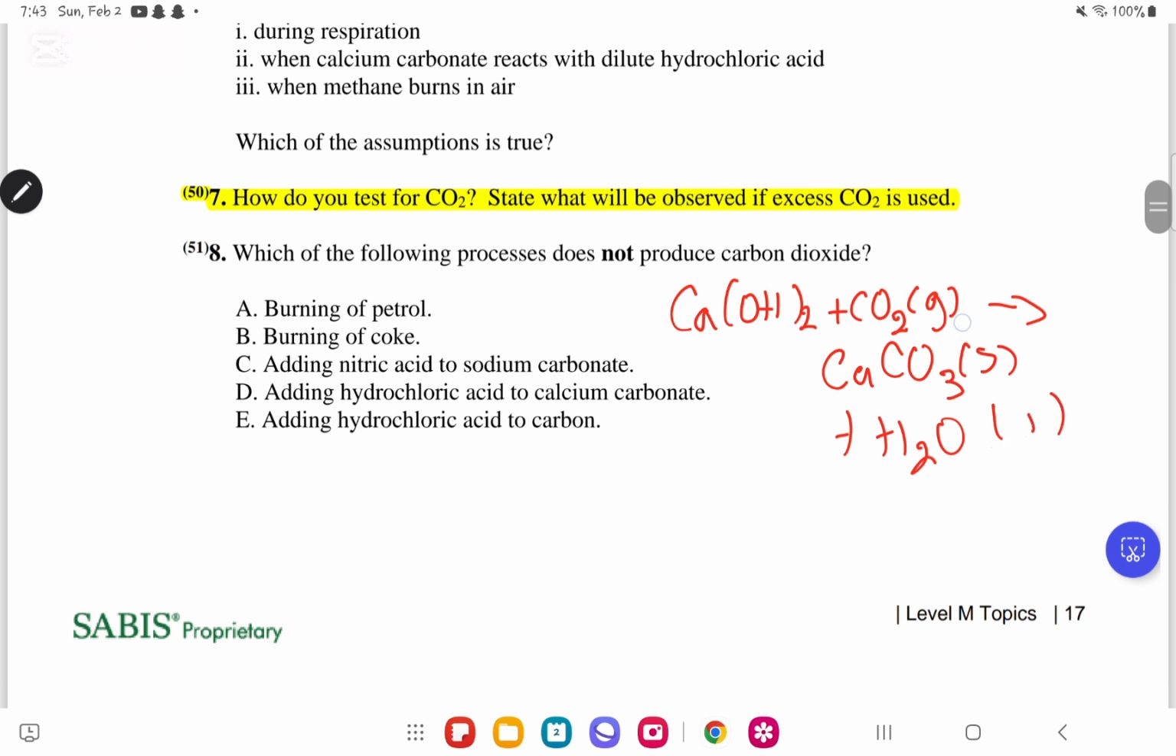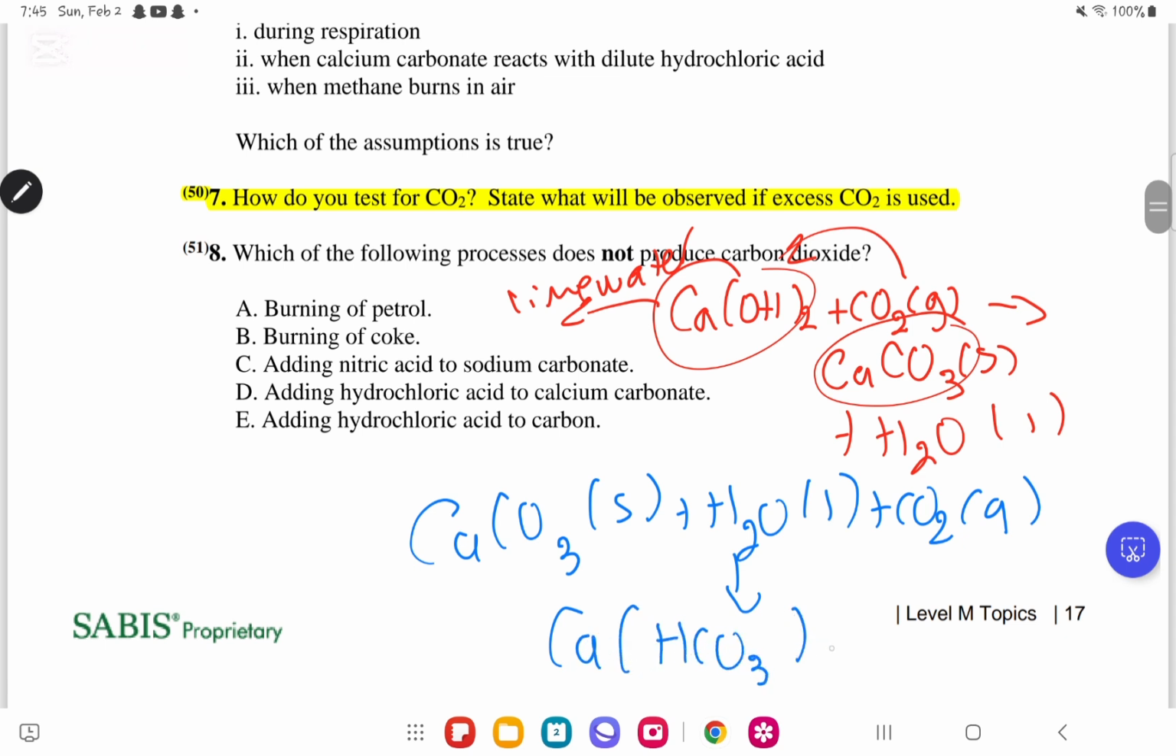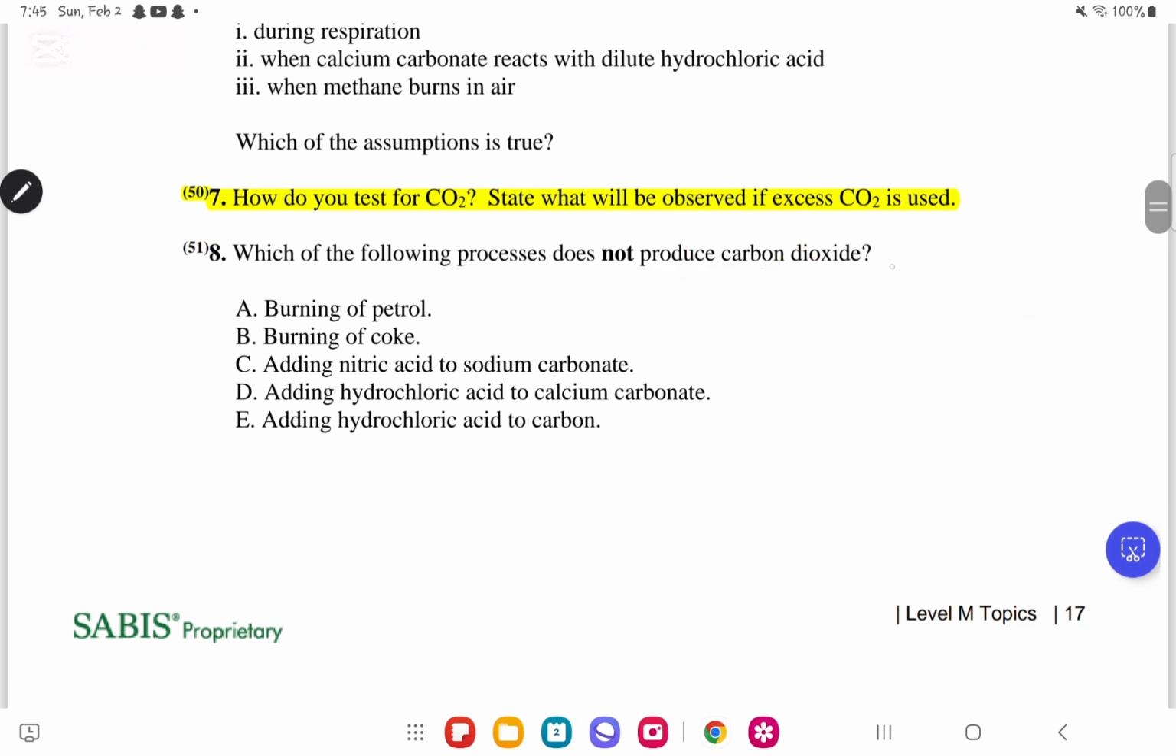Now, the CaCO3 solid is formed by the CO2 passing over the Ca(OH)2, which is the lime water. Okay, now what happens when excess CO2 is used? The CaCO3 solid is now going to react with the H2O liquid and the CO2 gas to form something called Ca(HCO3)2 aqueous, and this is always aqueous, it can never become a solid.